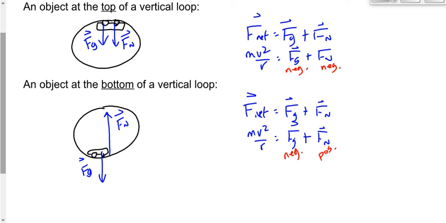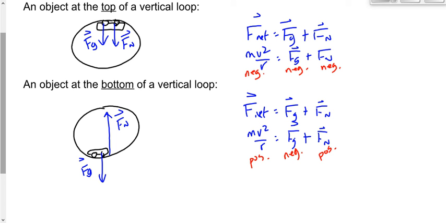Okay, so which means if you're at the top of the circle, you said it's straight toward the middle. If you're at the top, where's the middle of the circle relative to you? Downwards. So we're going to make it a negative force. When you're at the bottom of the circle, which way is the middle of the circle relative to you? Above you. So it's going to be a positive value.